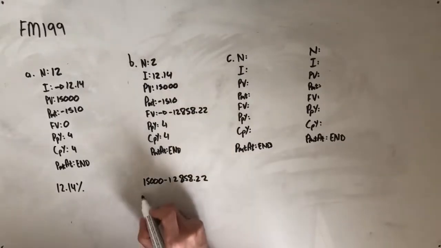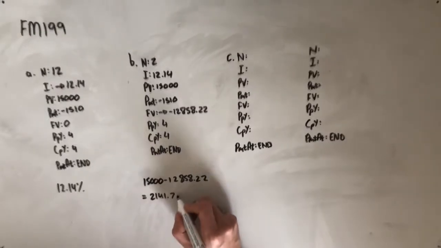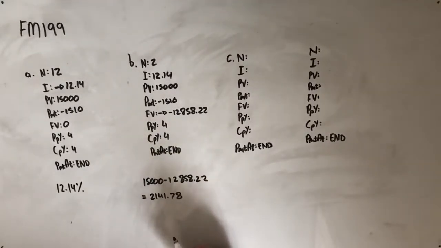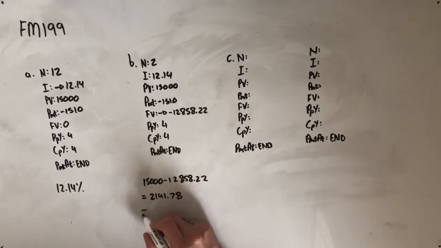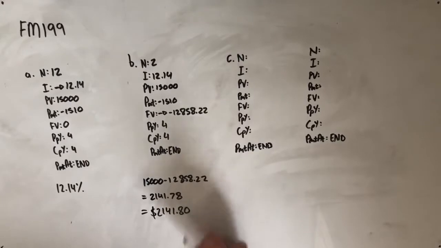So whacking that into your calculator, you should get an answer of 2,141.78, which rounded to the nearest 10 cents is going to be equal to $2,141.80.